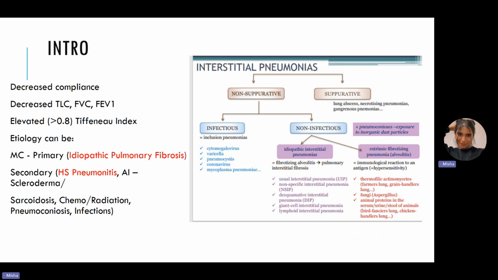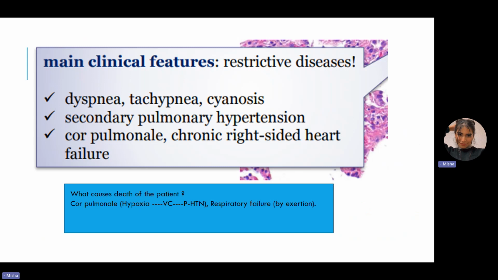So now clinically, what are the clinical features that we can see? This is very commonly asked. So the main clinical features in restrictive disease would be dyspnea, tachypnea, cyanosis, secondary pulmonary hypertension. Now think about it. If there's pulmonary hypertension, what happens? There will be cor pulmonale and chronic right-sided heart failure, right?